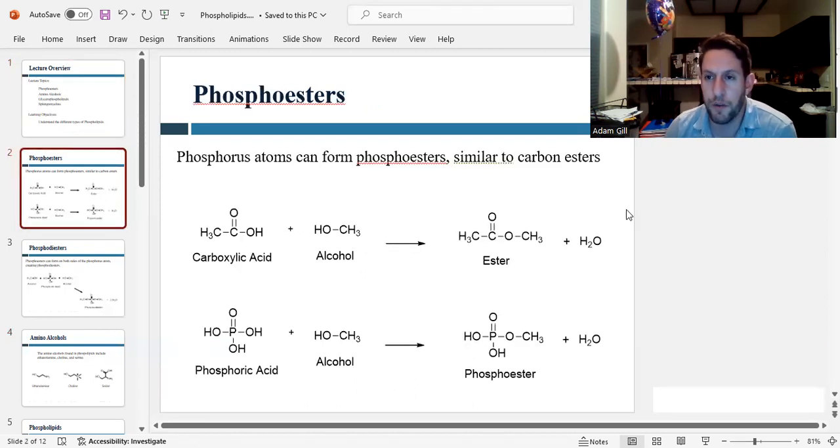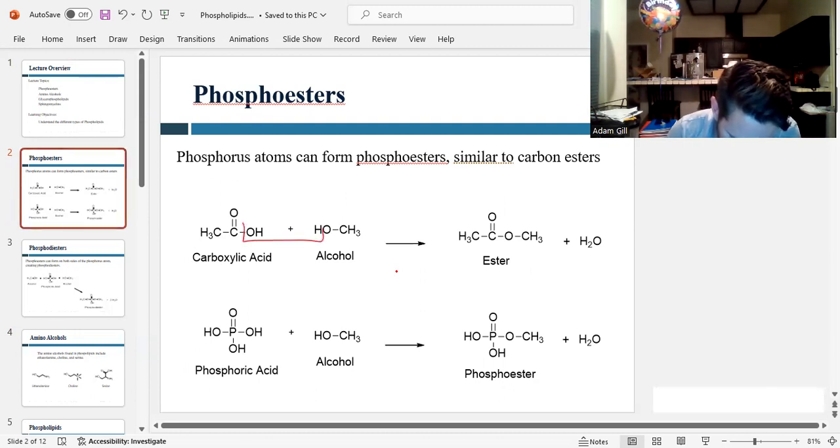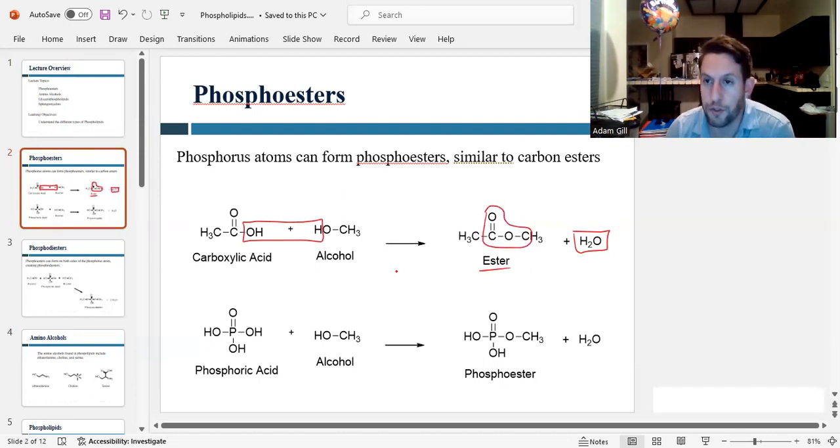Let's talk about phosphoesters. Phosphorus atoms can form phosphoesters, similar to how carbon atoms form regular esters. A normal ester is when you have a carboxylic acid and an alcohol, and you kick out H and OH, which leaves as water, and it gives you the ester, right? That's your ester functional group.